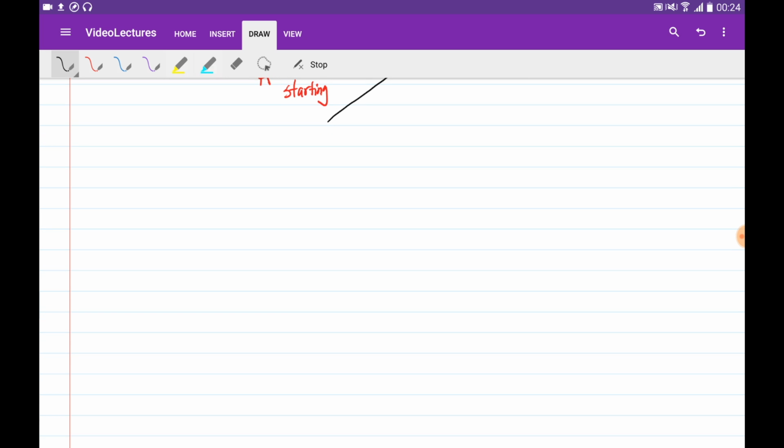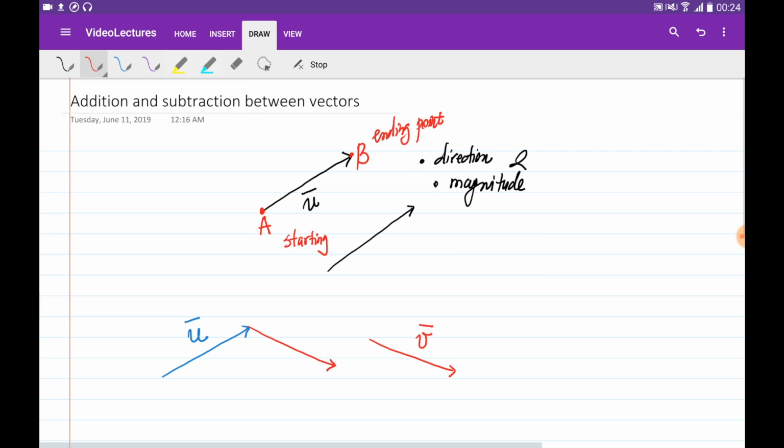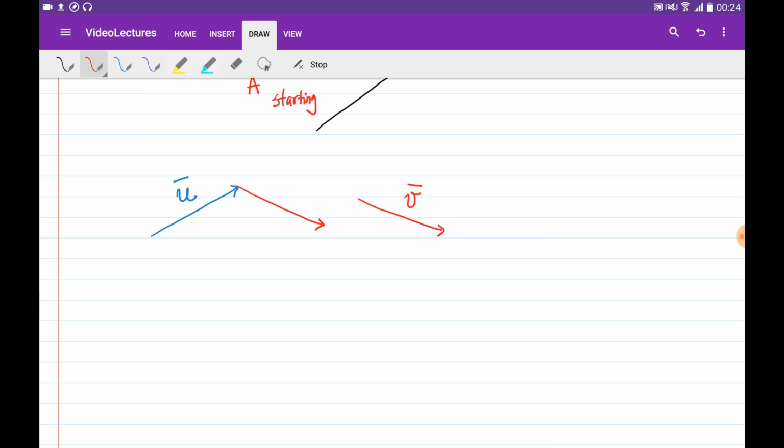Let's say we're given two vectors, U and V, and we would like to add them. In order to add the two vectors, we need to place the second vector at the end of the first vector. When we say the magnitude of the vector, we mean the length of the vector. So as long as we don't change the length and the direction, we can place it here.